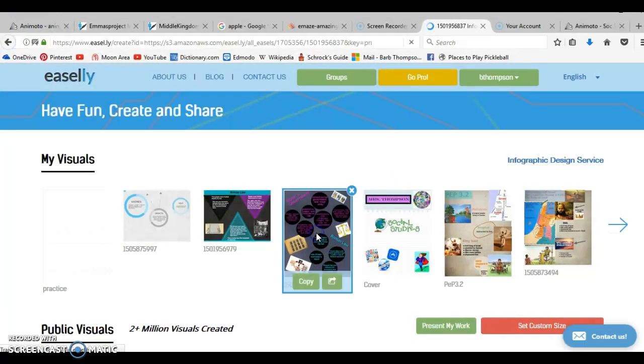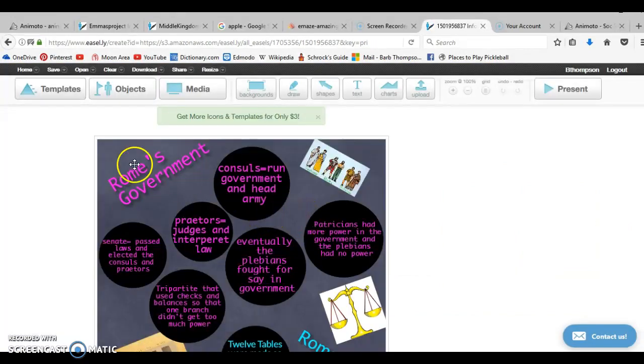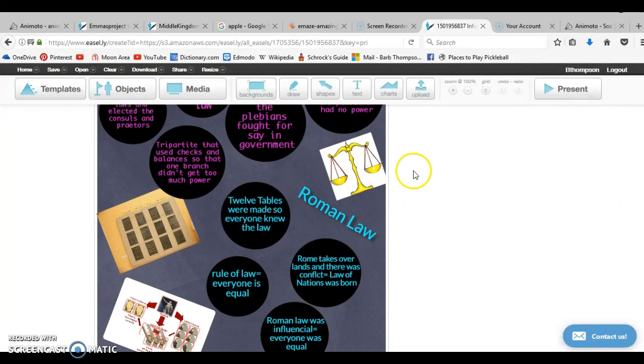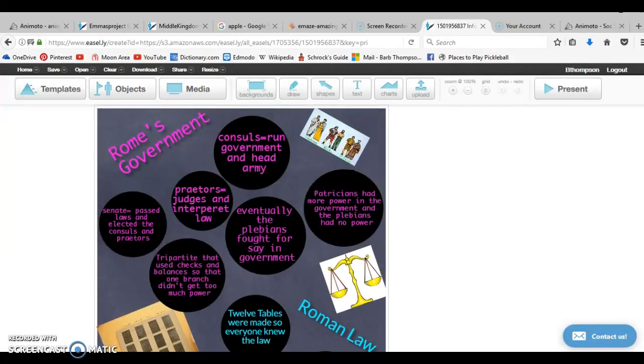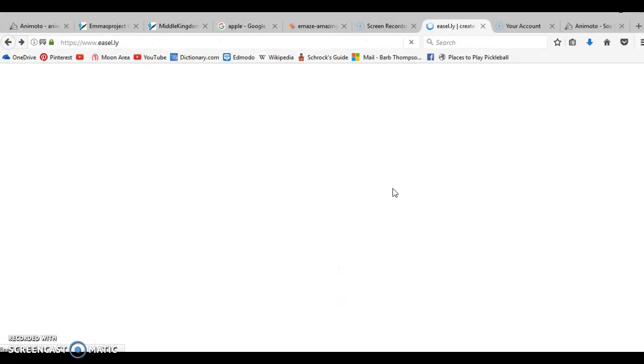And then the other one, I thought, was also very good, very appealing, and included all of the information that they needed: Rome's government, who all the key people are in the government, and again, visuals that help us remember what the law and what the government was like. So these were student examples, and then also I showed you some of my examples as well.